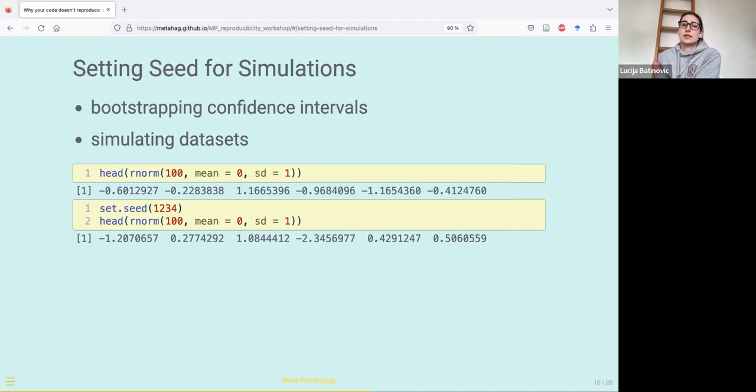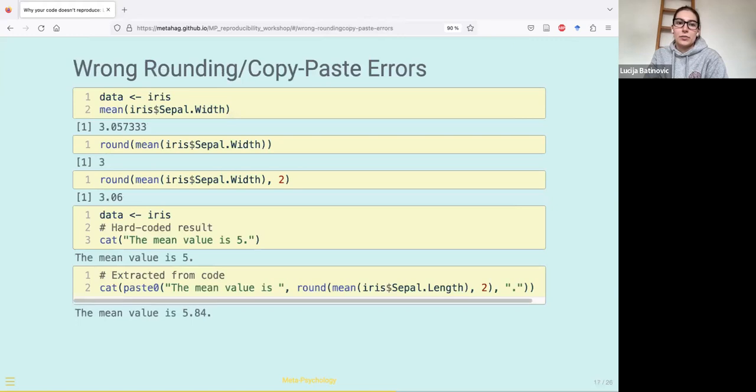And the same thing for simulating data sets. Although it's a bit rarer that they don't set a seed when they simulate data sets, it's mostly for confidence intervals. A different thing is wrong rounding and copy-paste errors. This is the most common issue. It's very self-explanatory that it's just easier to copy paste outputs. And when these outputs change, we don't even know why sometimes the rounding is so off that it doesn't even seem like the mistake was in rounding. It's like the number just completely changed, and it could be that the code changed maybe, but copy-paste errors are very common.